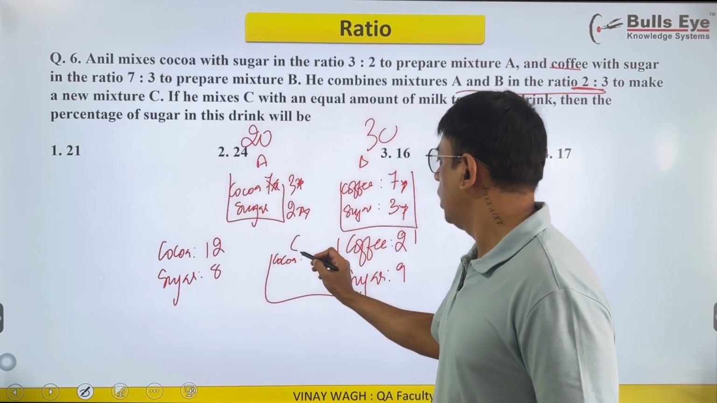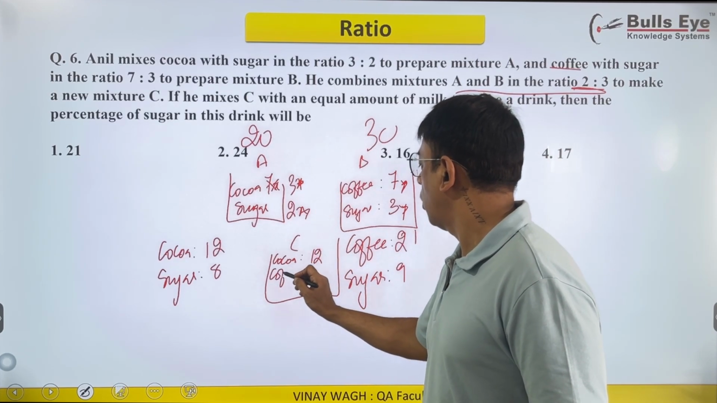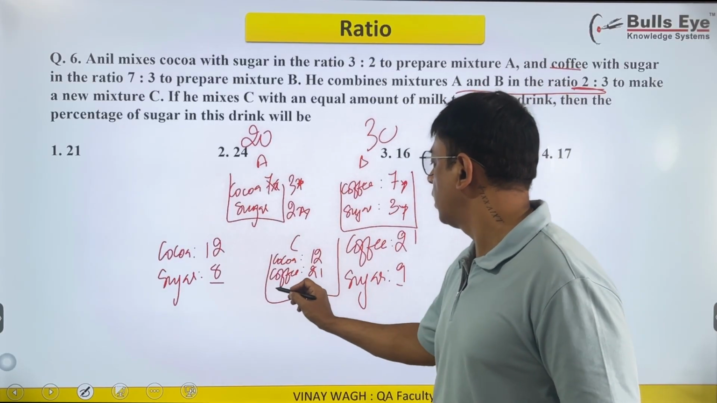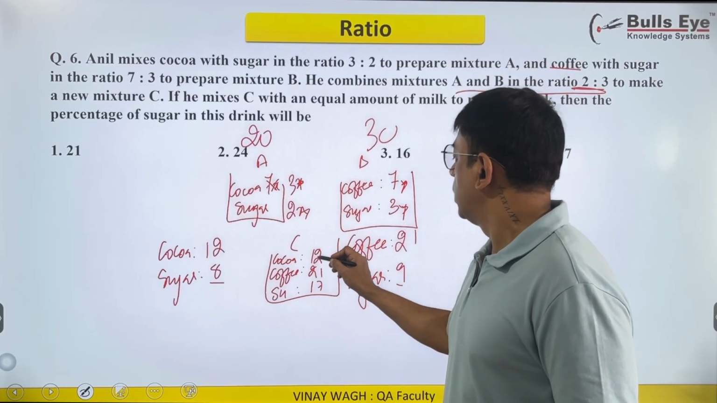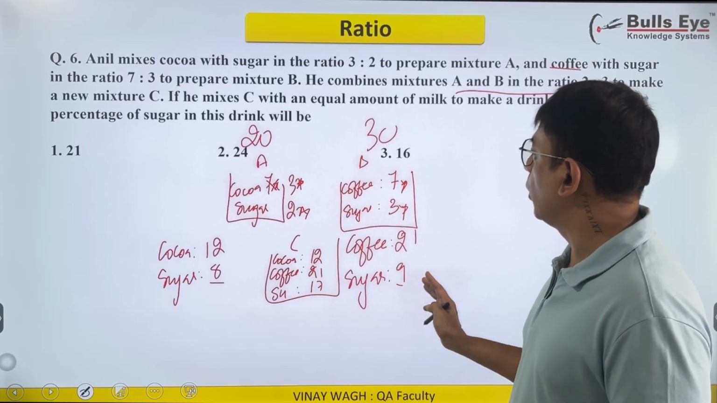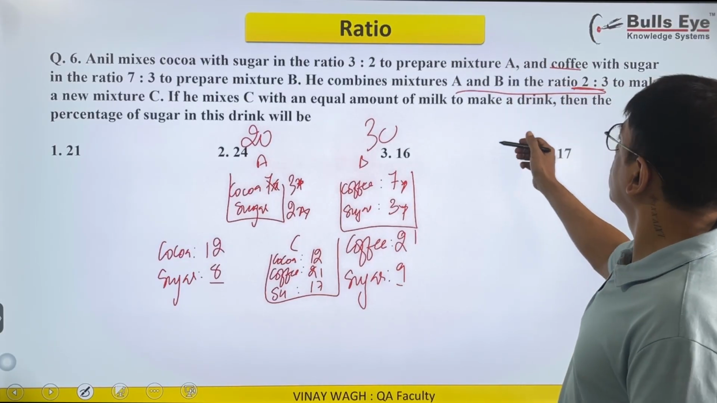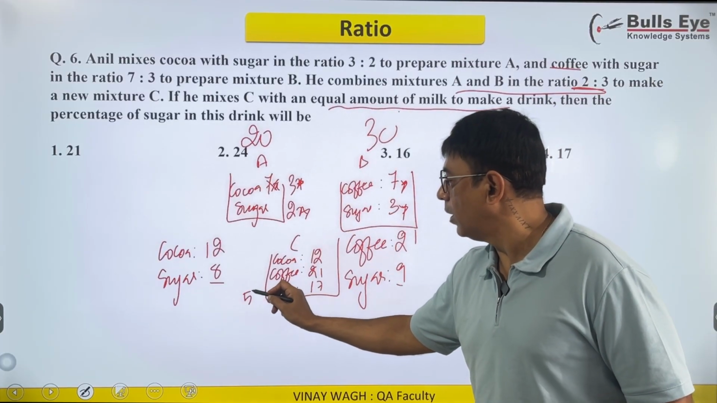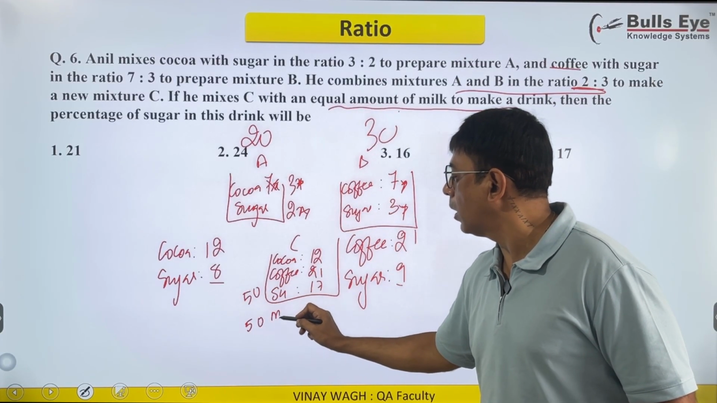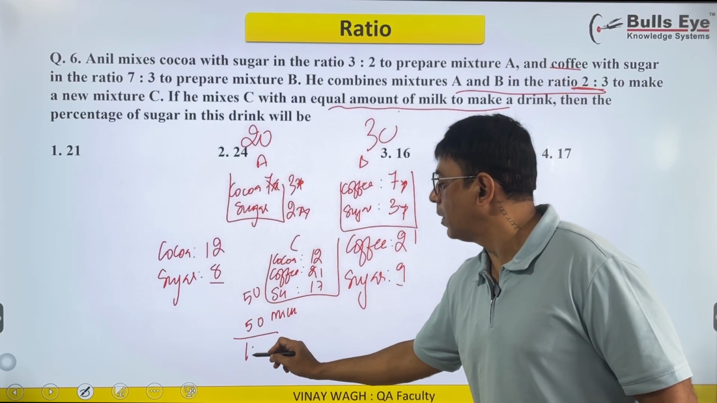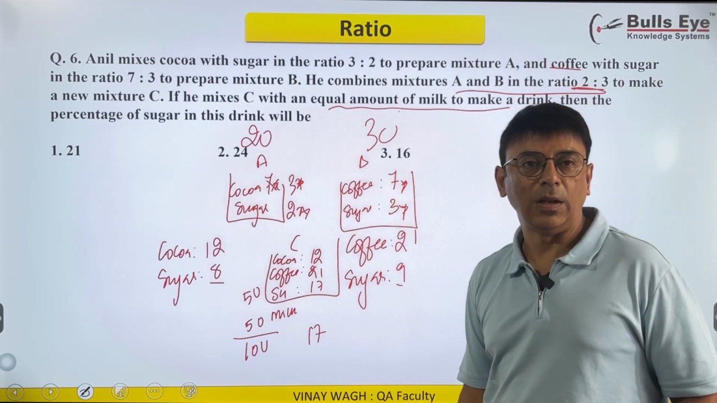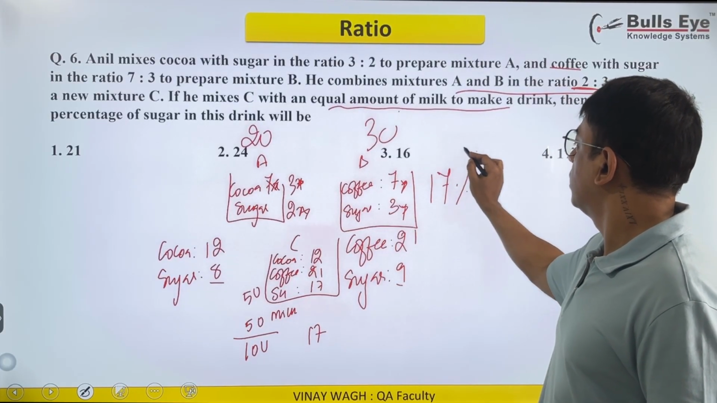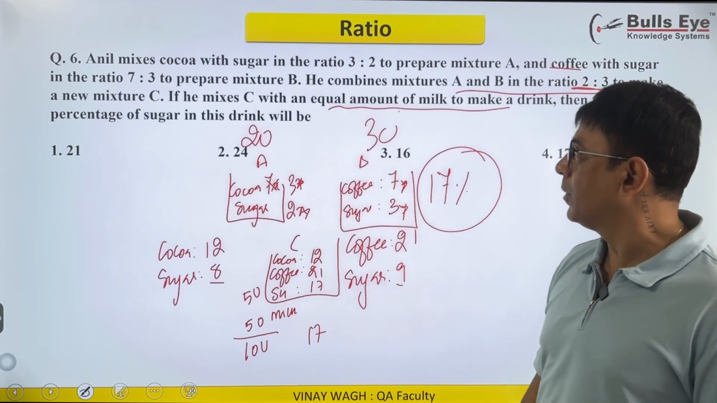Cocoa as 12, coffee as 21, sugar is 8 and 9, 17. 20 and 30, 50. Fine. And then the question says we have to add equal amount of milk. This is already 50. So we have to add 50 liters of milk. So altogether it becomes 100 and sugar is 17. So the question is sugar is what percentage of the total? It is 17%. That's it. Right?